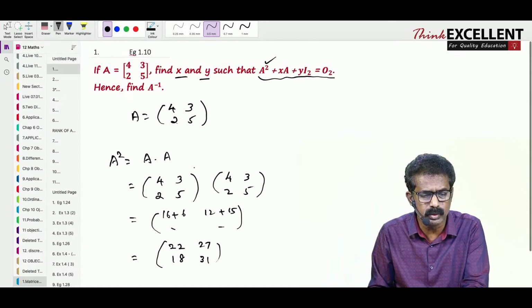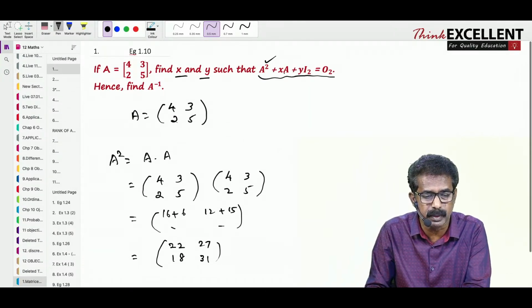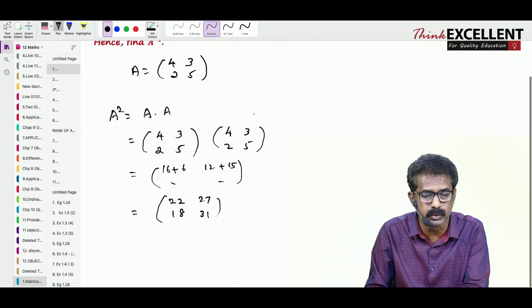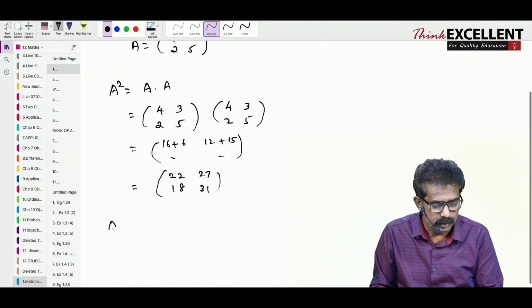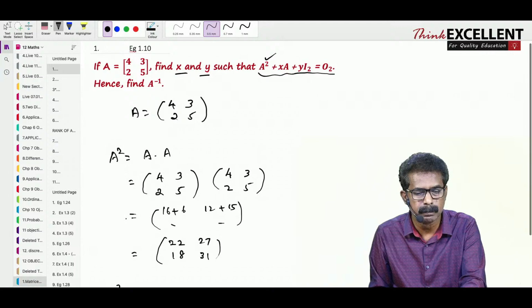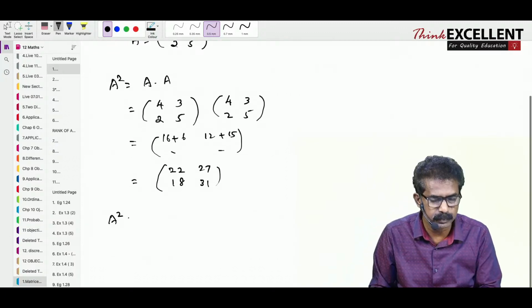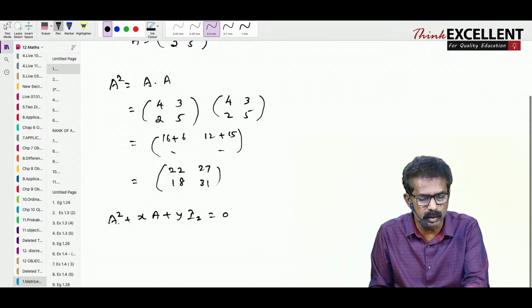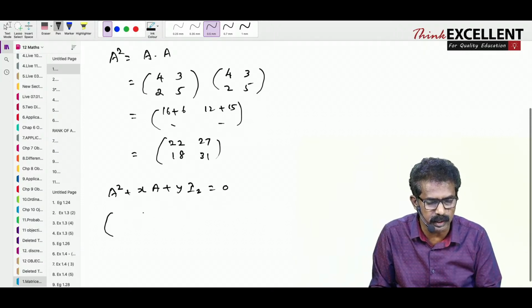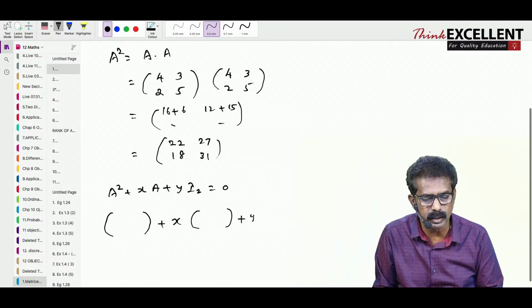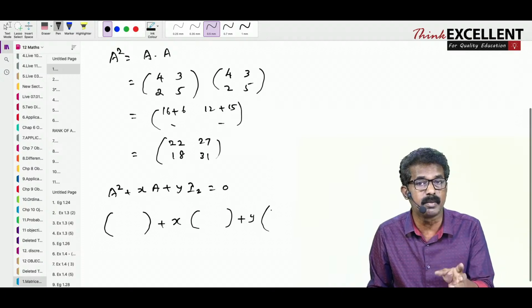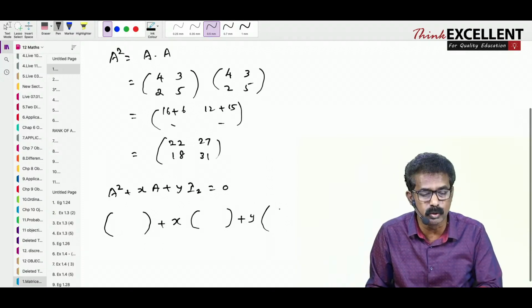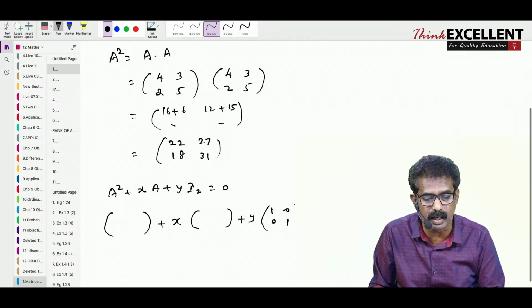Now you substitute here: A square plus xA plus yI2 is equal to 0. And the A square values எழுதிருவீங்க. What is A square? Substitute that, plus x into the A, இங்க எழுதுங்க, plus y into I2. I means another identity matrix. Why I2? 2 by 2 identity, [1 0; 0 1].